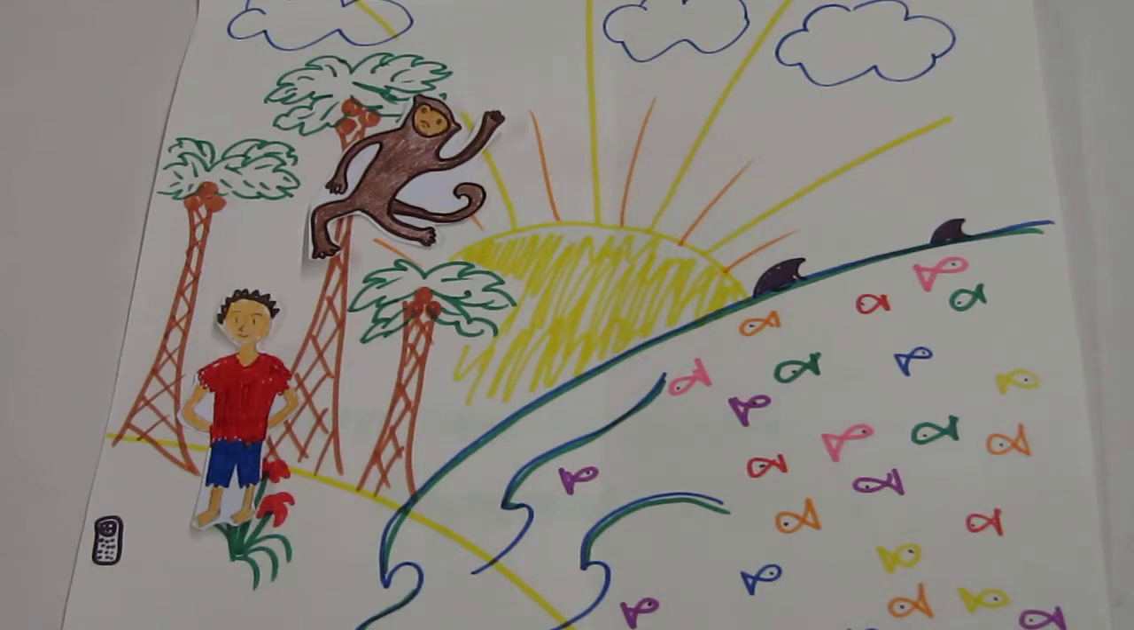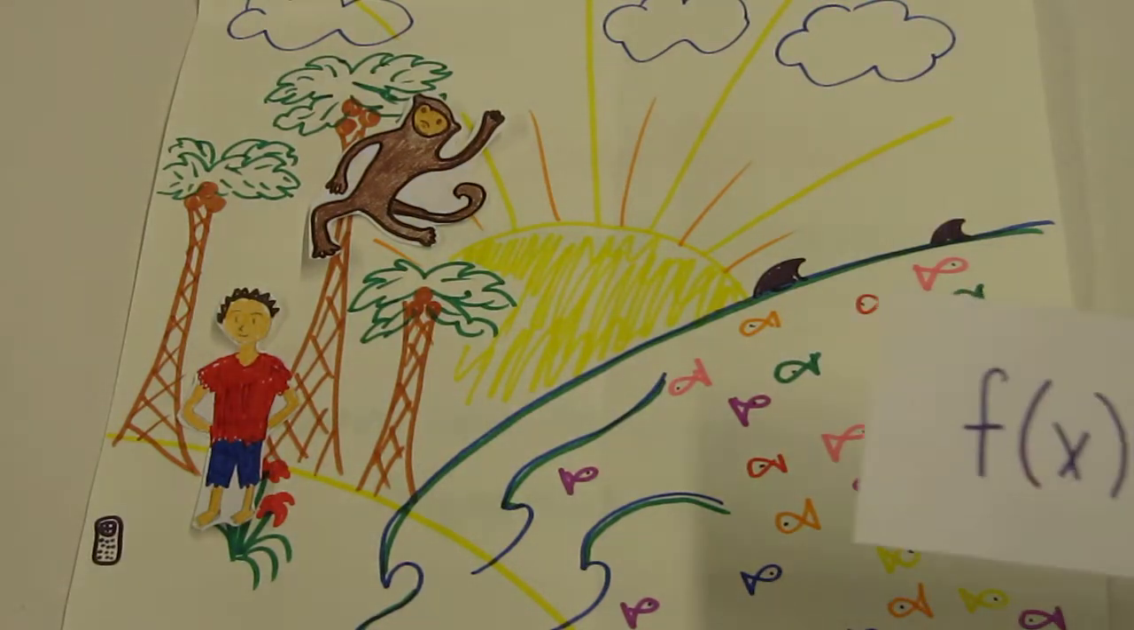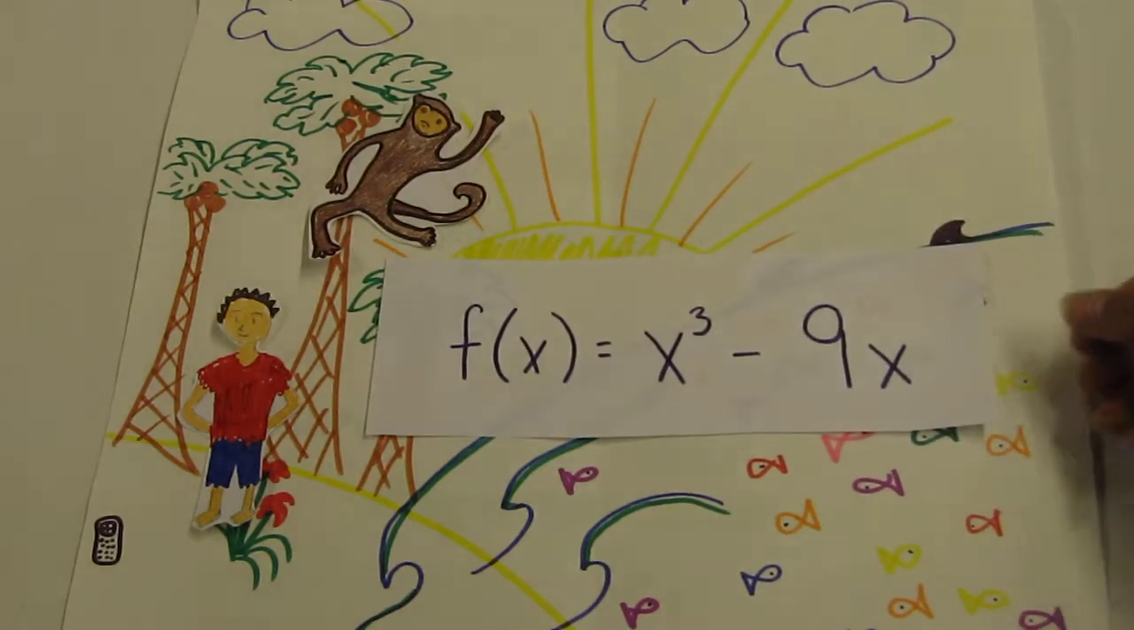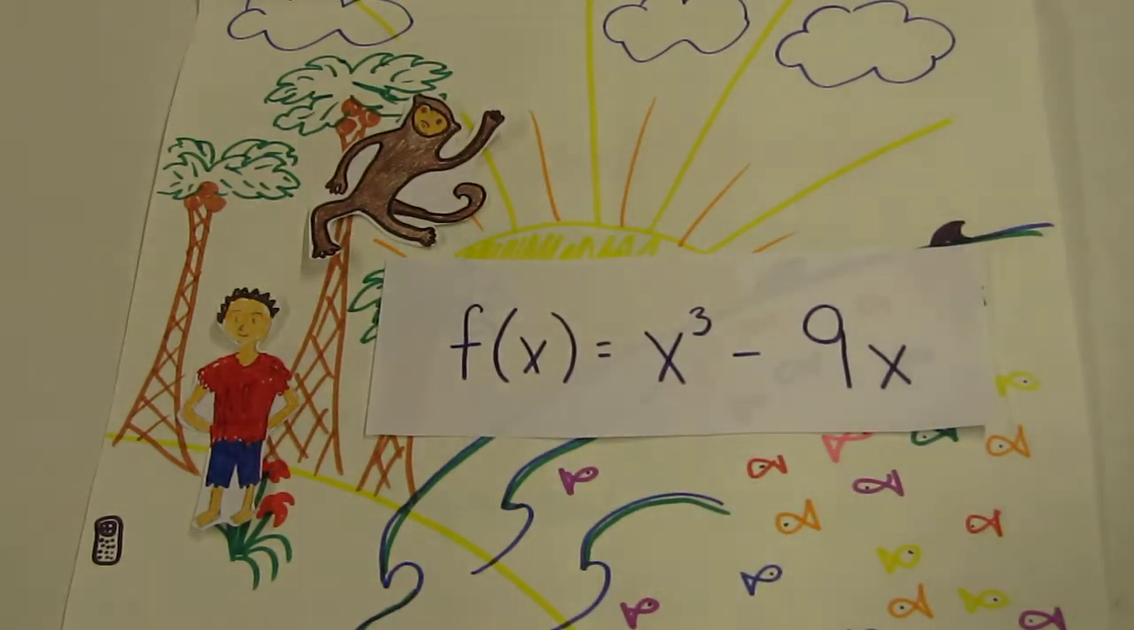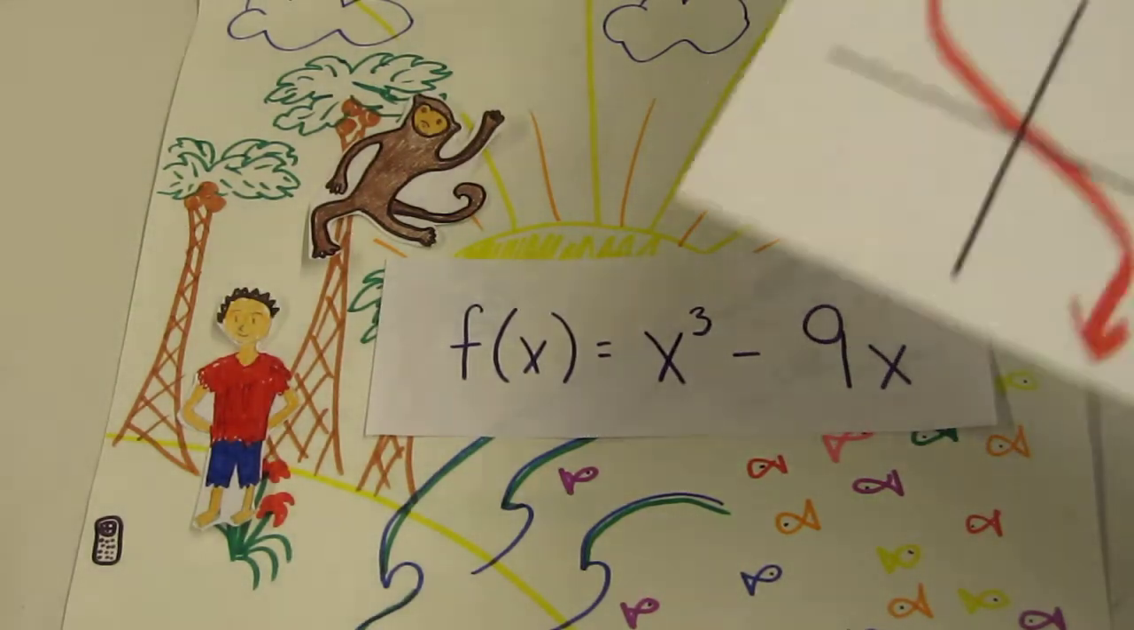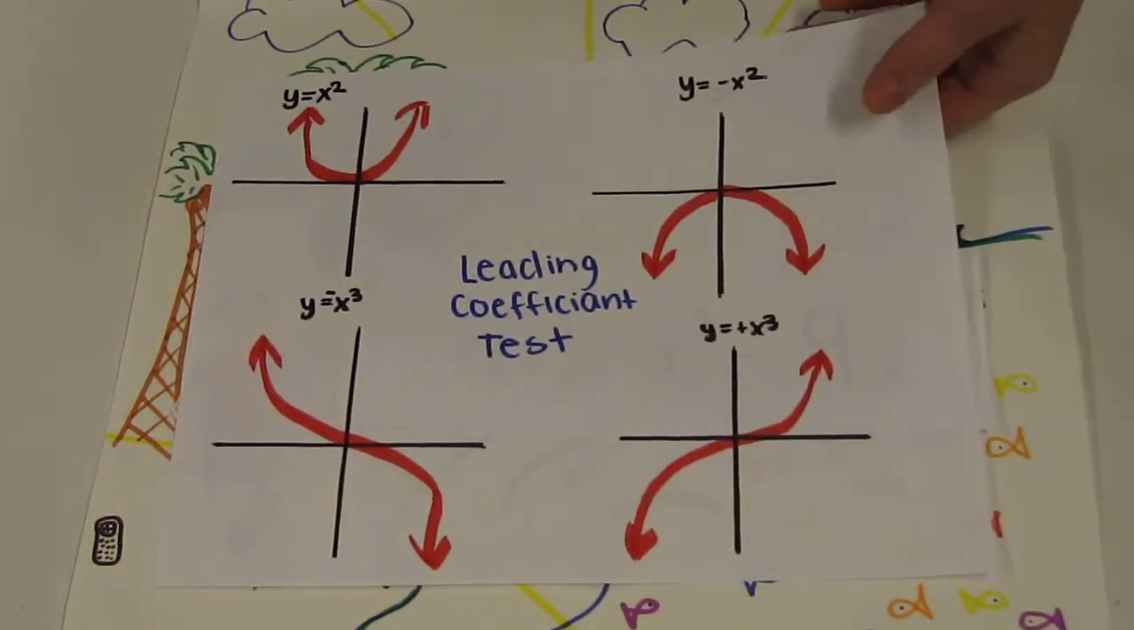Sam learned through his pre-calculus class that graphing polynomial functions is easy once you know the steps. First, Bobo needs an example. Let's take x cubed minus 9x. Start by applying the leading coefficient test.